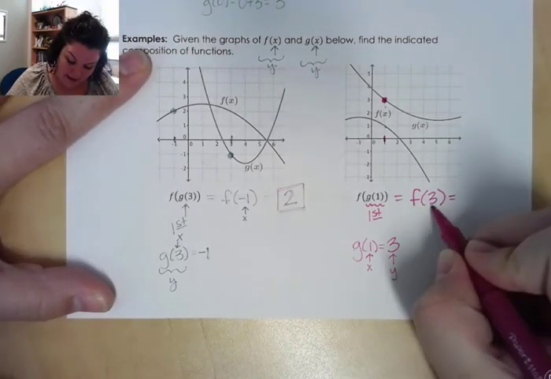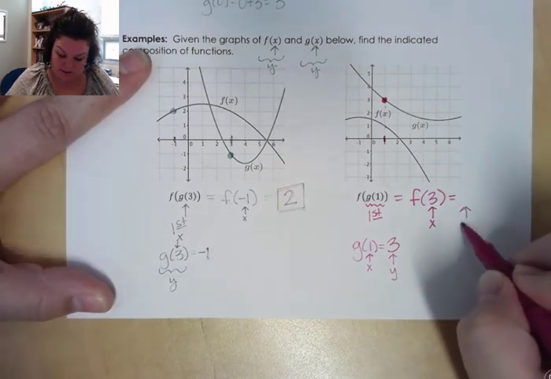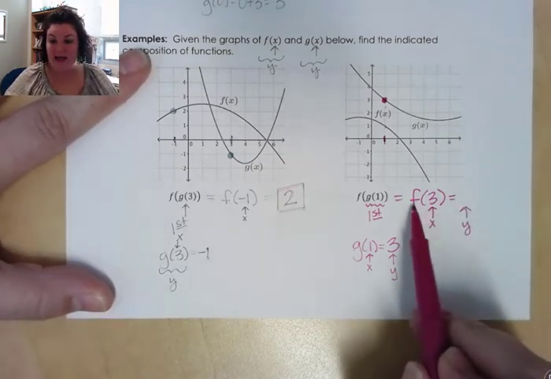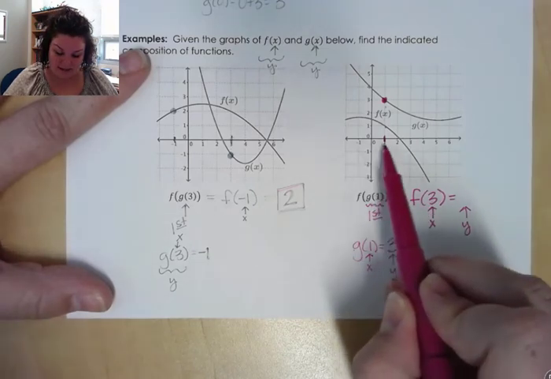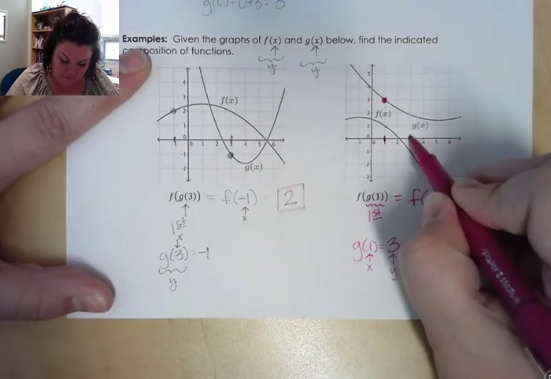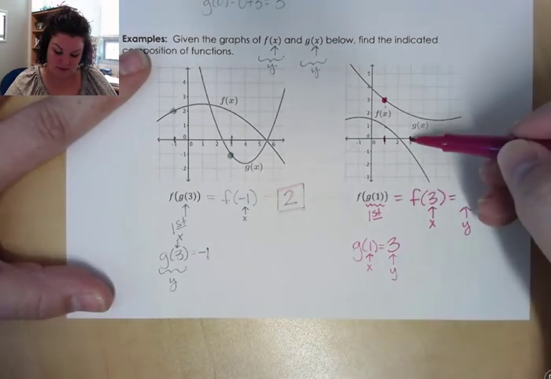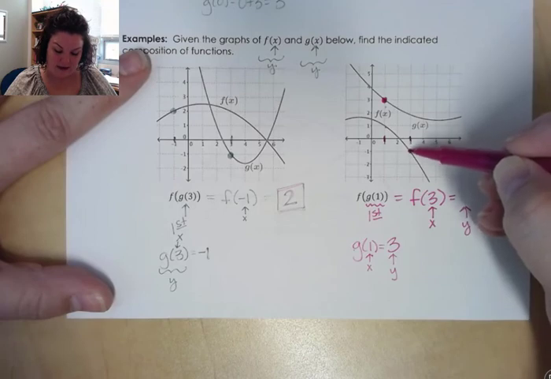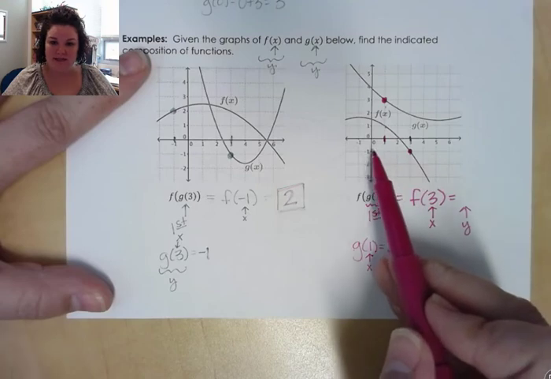Now my x value is 3, and I want to figure out what the y value is on my f curve when x is 3. So I go to where x is 3, which is right here, and I trace it to my f curve, which is this one down here, and it hits my f curve right there. Its y value at that point, if I trace it across, is -1.